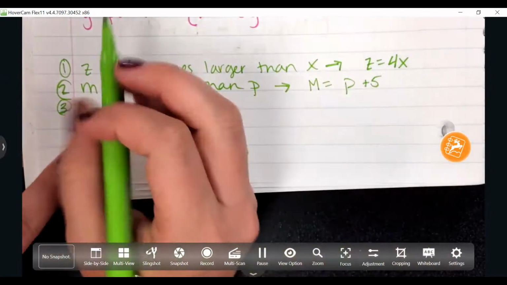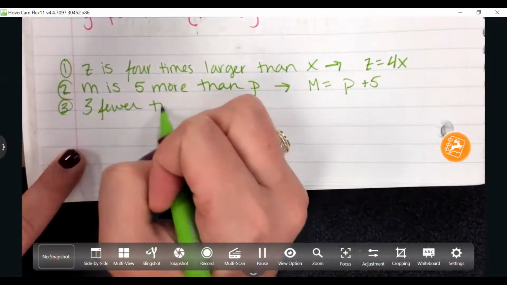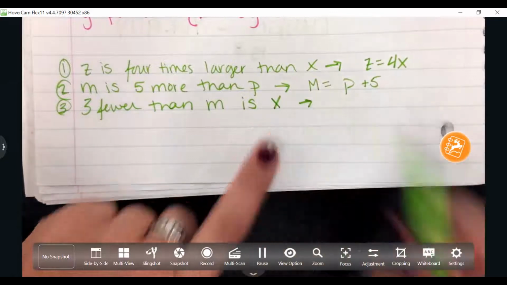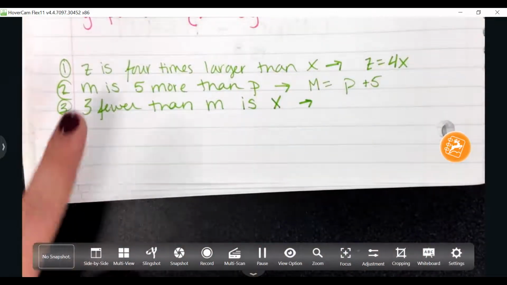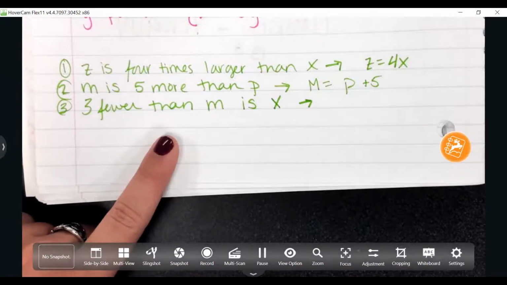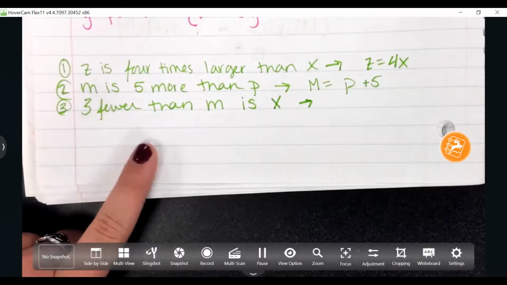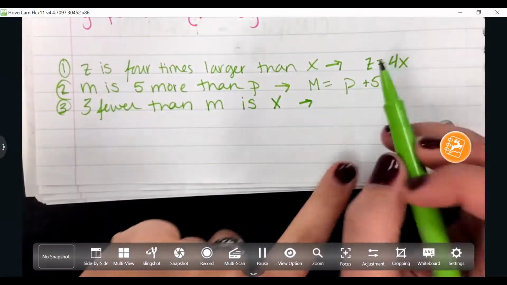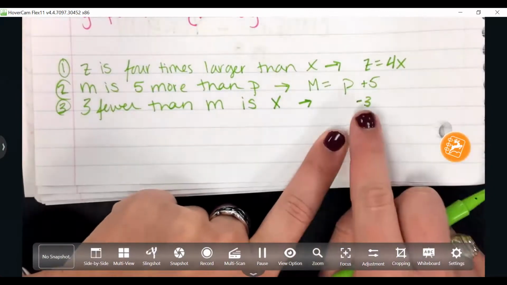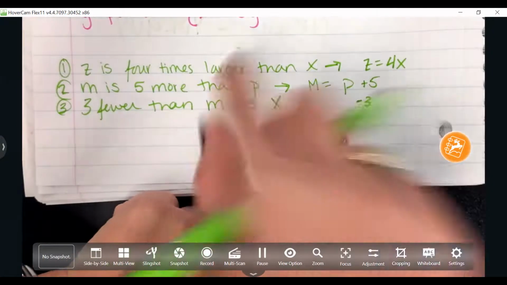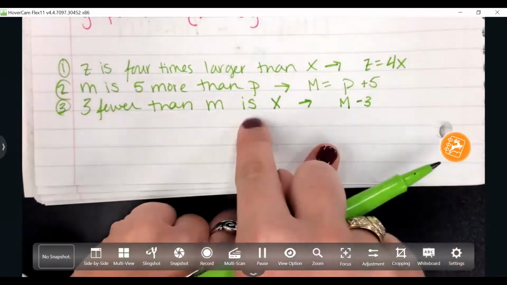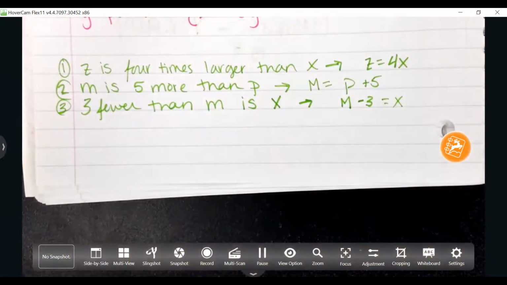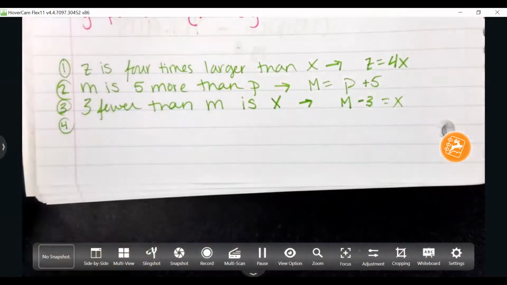So let's say 3 fewer than M is X. 3 fewer than. What does that mean? M minus 3. Fewer than means I'm taking it away. So the minus 3 has to go at the end. What am I taking 3 away from? M. Is X. What does that mean? Equals X. Last one, and then you're going to get started on some word problems by yourself. Okay?